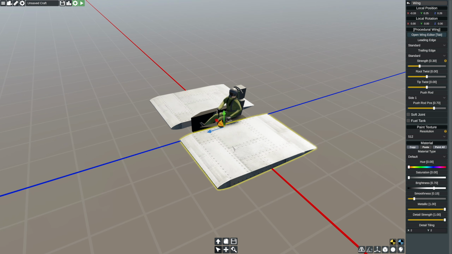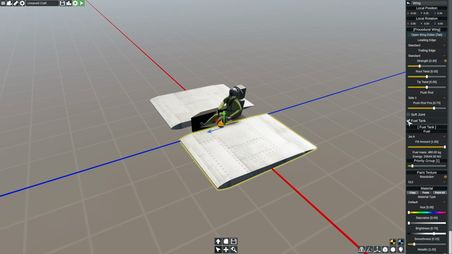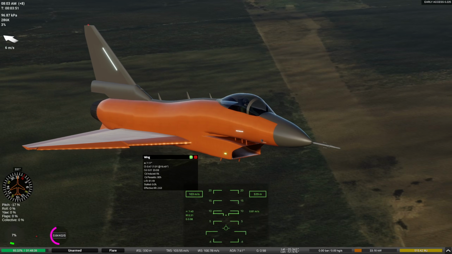We can also add a fuel tank to the interior of the wing section and choose its fill percentage. The amount of fuel the tank can store depends on the size of the wing section, not counting the leading and trailing edges. We can also adjust the fuel priority slider, where a higher number will drain first.